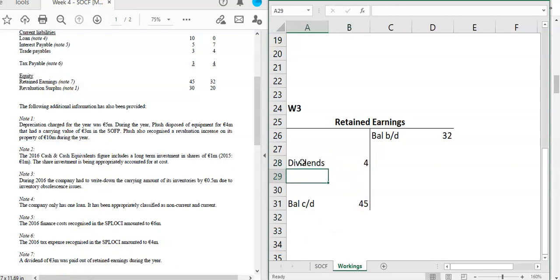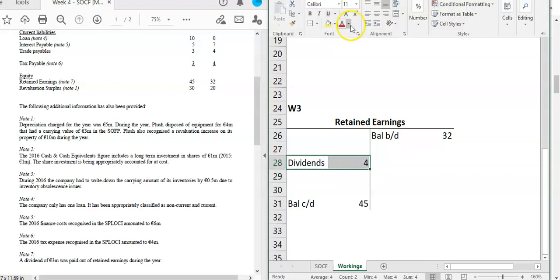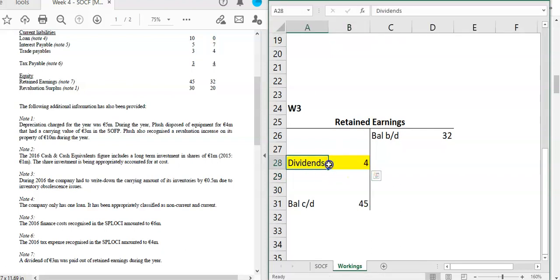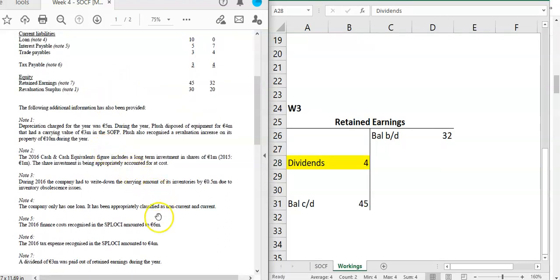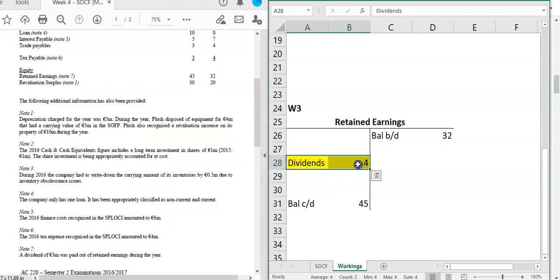which would be debit retained earnings, 4 million. Now that in itself, if you want to highlight it, is a statement of cash flow item. That's going to be a financing cash flow, which is going to be payment of dividends. We'll come back to that in a second. As your whole dividends paid out of 3 million. It should be 3, note 7.